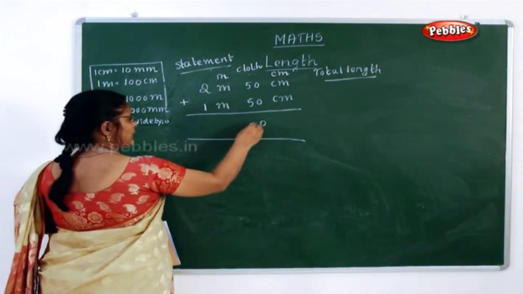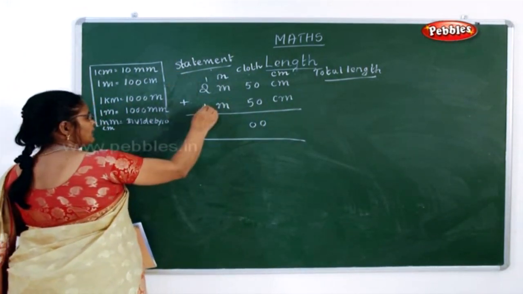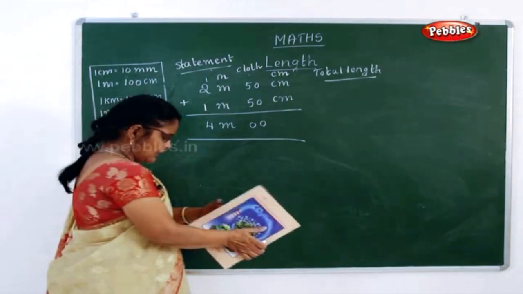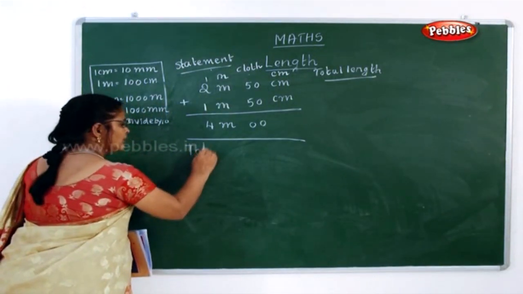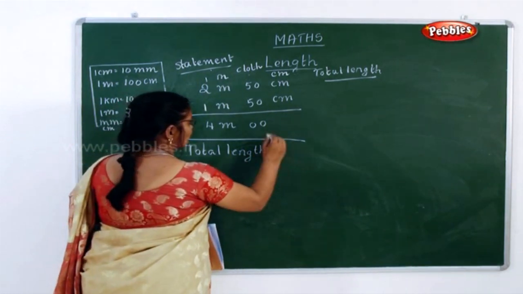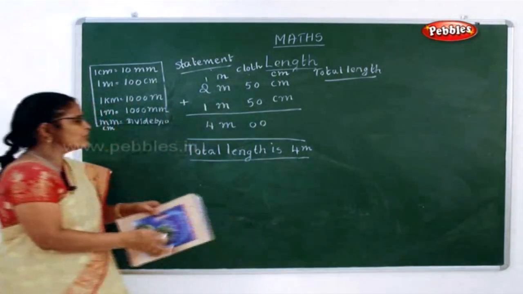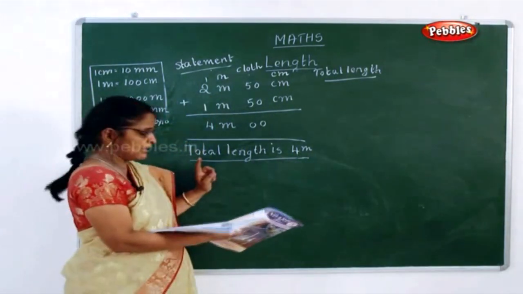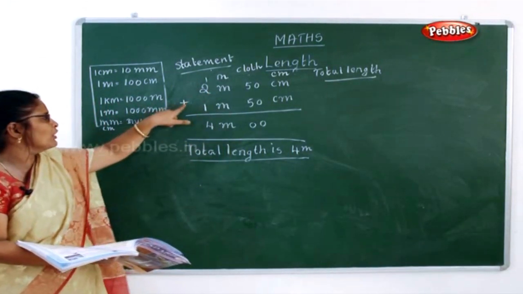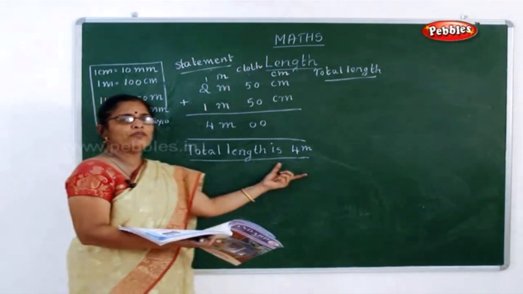Now what will you write here? 0 plus 0 is 0. 5 plus 5 is 0, here you have to put 1. 2 plus 1 is 3. 3 plus 1 is 4. So what do you have to write as the answer? The total length, how much you bought? Like this you have to write: total length is 4 meter. So this is how you have to do your statement sums. Am I right? Are you clear now with the sum? When you want to add, the heading should be on the top, write it. And the answer also should be very clear.